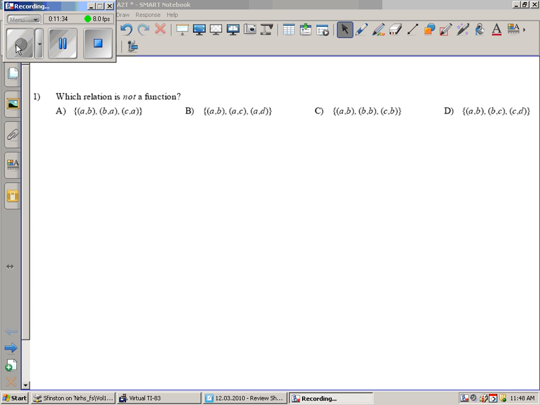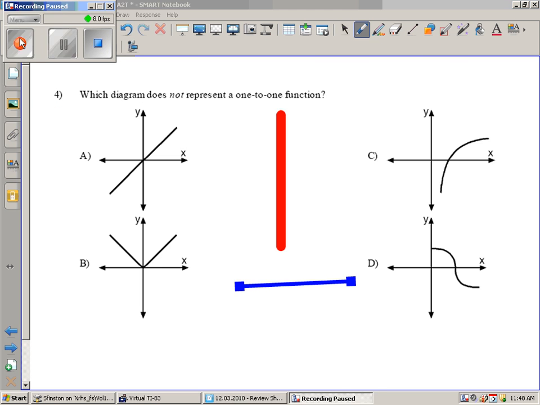Okay, question number 1. Which relation is not a function? You want to look for which one does not have x values that repeat. Let's take a look at number 1. Do the x values repeat? No, so that is a function. What about number 2? Oh, 2 x values that repeat, just choose that one.